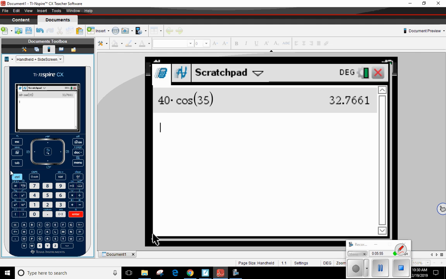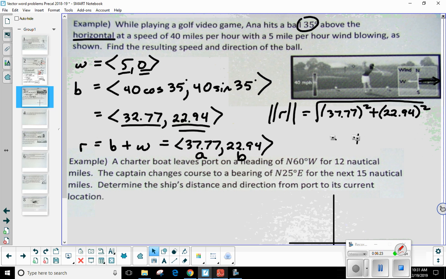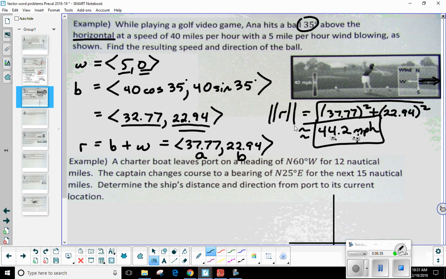Okay, there we go. Someone already told me, so let's see if I can catch up. So what would that be? Was it 37.77 squared plus the other one, what was it, 22.94? All right, so the magnitude of the resultant, or the actual speed of the ball, is about 44.2 miles an hour. And if you look at it graphically, that kind of makes sense because the wind is pushing the ball along, so it's going to make it go faster. So this right here is 44.2 miles per hour. But now we want the direction of the ball.